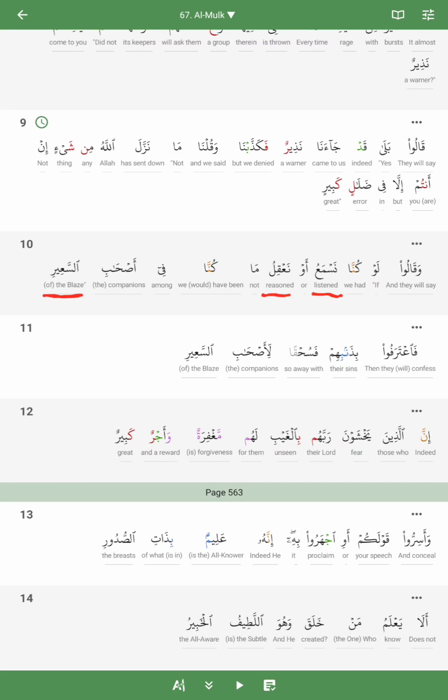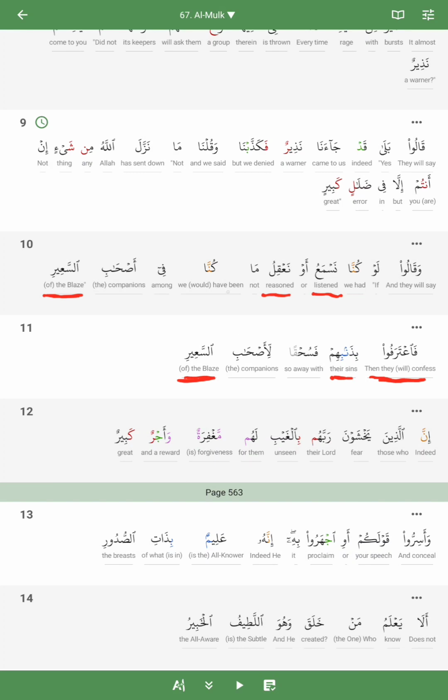And what will they say? They will admit, they will confess to their sins. They will say, yes, we did commit these sins. And so away with the people of hellfire, away with the companions of as-sa'ir. They will go into a big fire, a big blaze.